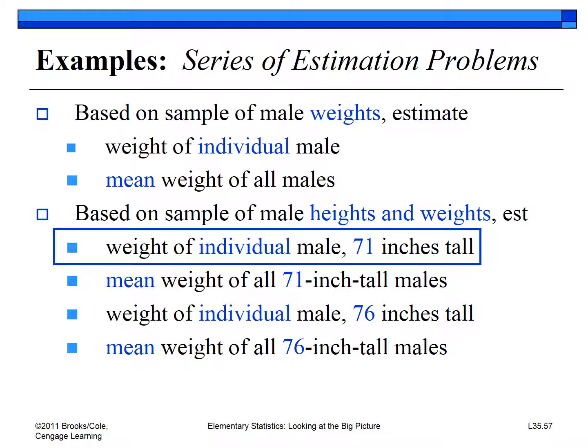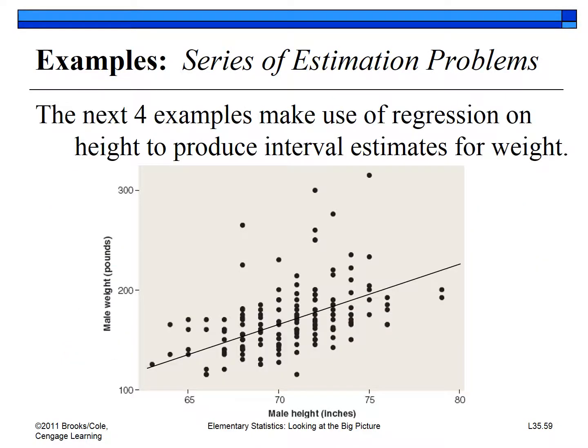Now let's look at an example that considers both height and weight. So we want to estimate the weight of an individual male that's 71 inches tall. Now, because these next 4 examples each involve a relationship between 2 quantitative variables, we'll need to use regression. So here again is a picture of our scatter plot and the least squares regression line.